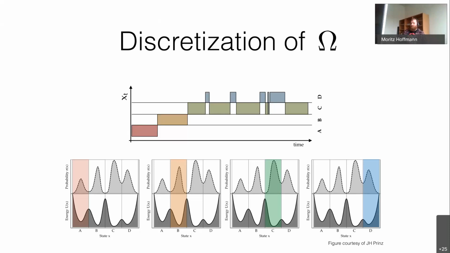A more mathematical way to approach it would be saying that we subdivide our state space into disjoint sets and then have indicator functions on them. And the Markov state model describes states or state transitions between these indicator functions, or evaluations of indicator functions.